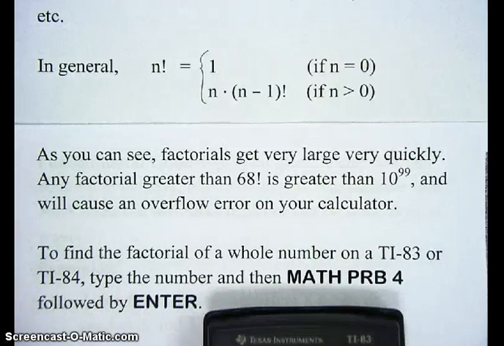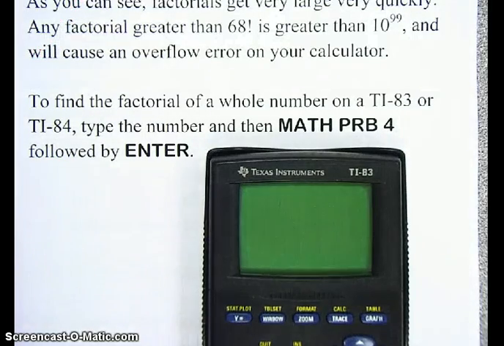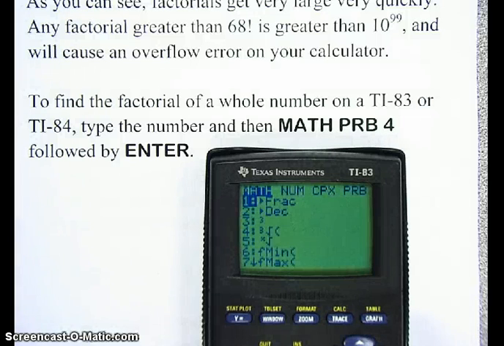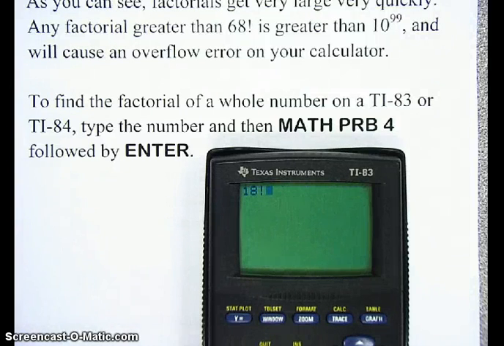If you want to calculate a factorial on your calculator, it's pretty easy to do. What you have to do is type the number first. So say you want 18 factorial. You type 18, and then you hit the Math button, and then go over to PRB, the Probability menu, and select number 4 off that list. And then it'll put the factorial sign next to the 18, and when you press Enter, it'll calculate this factorial, which is 6.4 times 10 to the 15th power. It's a huge number, and we're only up to 18 factorial.